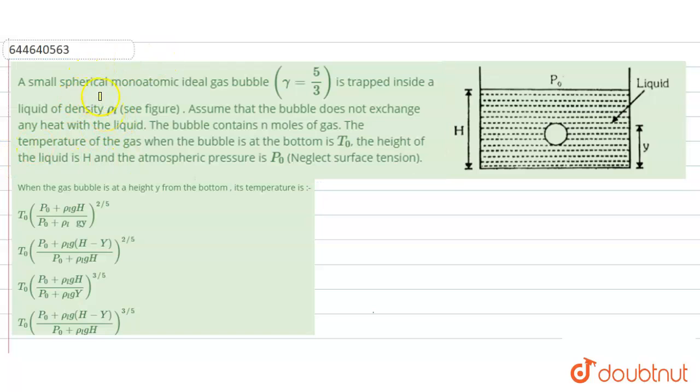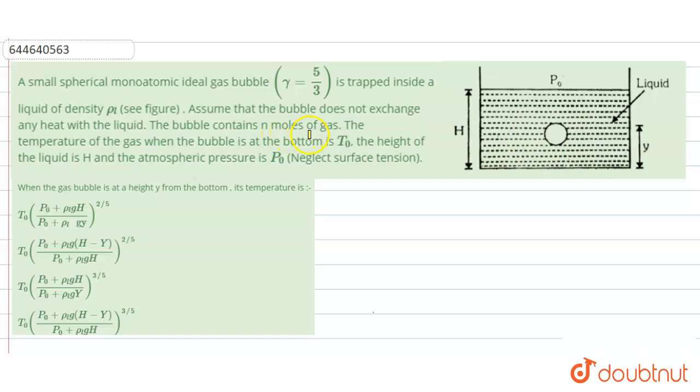Hello everyone, let us try to solve the given problem. The given problem says that a small spherical monoatomic ideal gas bubble. So we can see a bubble here. It is trapped inside this liquid of density rho L. Assume that the bubble doesn't exchange any heat with the liquid. So this bubble is not exchanging any heat with its surrounding, which simply means an adiabatic process.